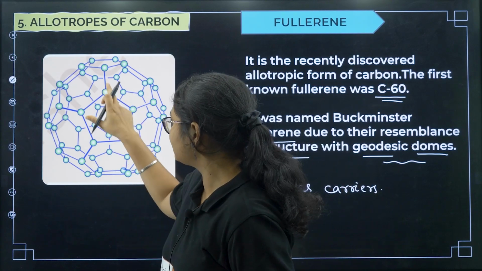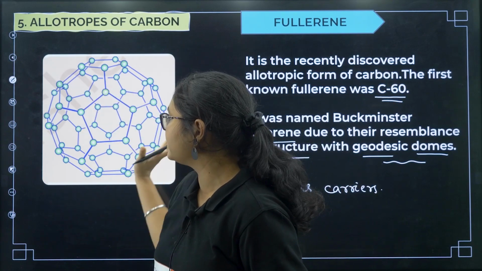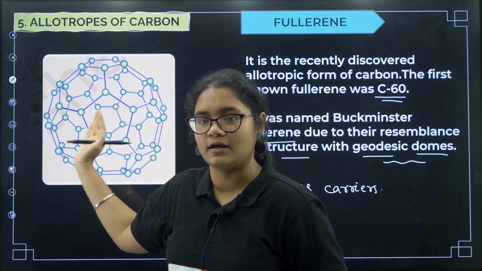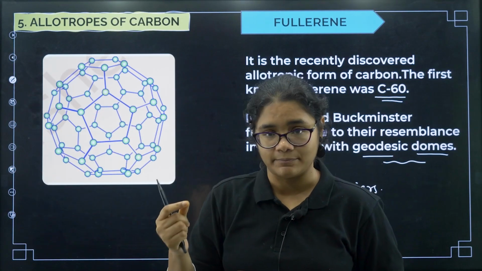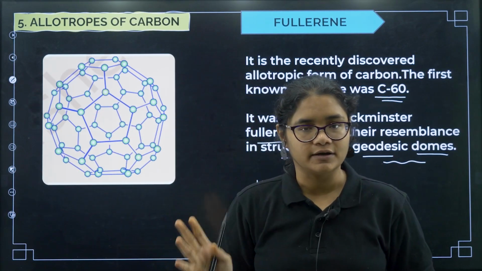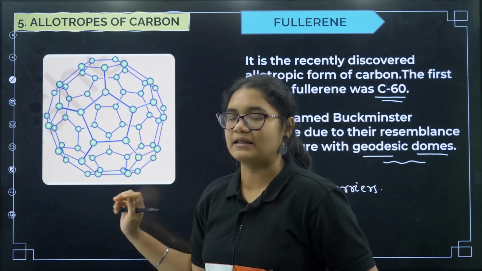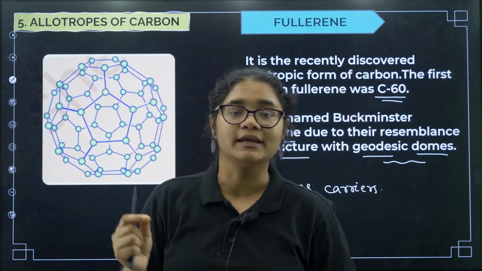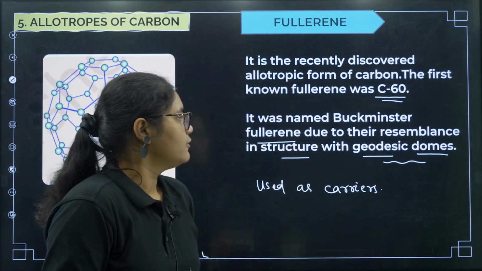So what we'll do is this: you are seeing it as vacant, but it is not vacant, it is completely filled. Inside this we can put the drug and then we can allow it to pass. So this is one example. There are many other uses, but yes, this is one example where the Buckminster fullerenes are used widely in organic chemistry.